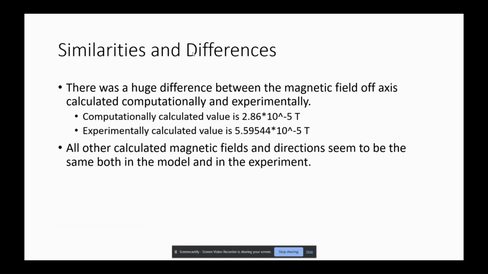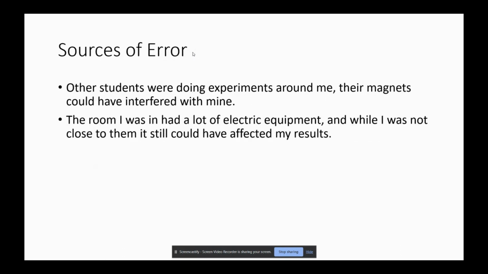There was a huge difference between the magnetic field off axis calculated computationally and experimentally. In our model, we saw that the value was about 2.86 times 10 to the -5 teslas, but in our experiment, we saw that it was 5.59544 times 10 to the -5 teslas, which is way off. However, the other magnetic fields and their directions seem to be the same in both the model and the experiment.